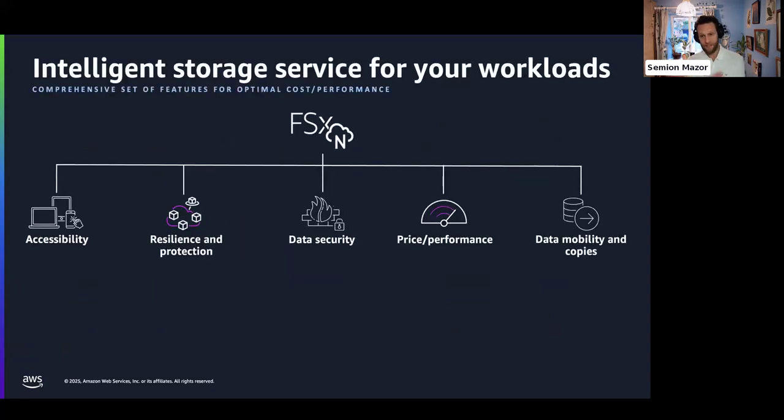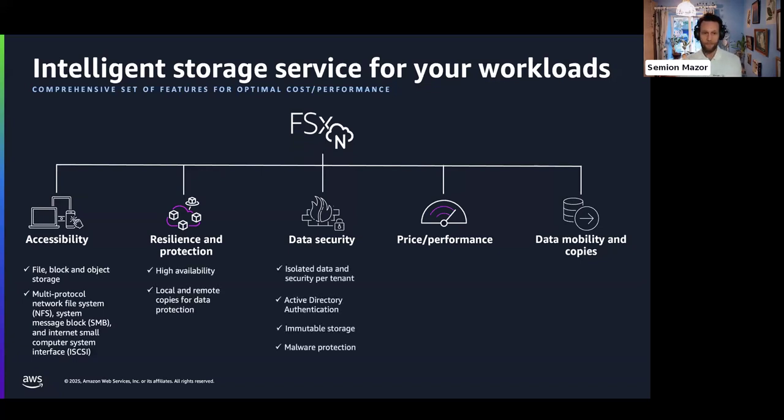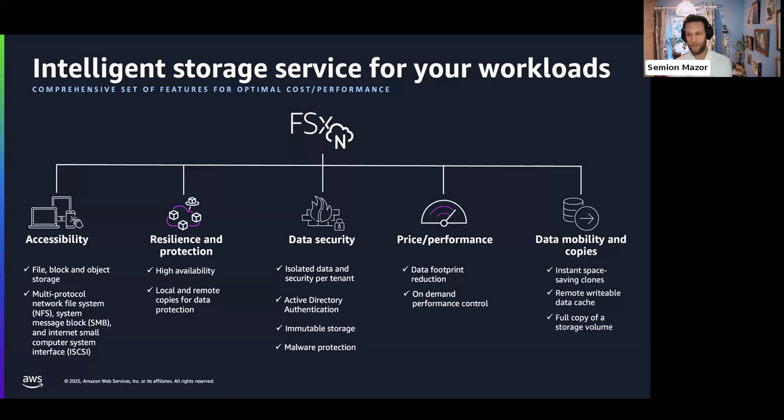Now, it is an AWS service that leverages all the technology that NetApp has developed over the last 30 years and used by numerous companies, including most of the Fortune companies in the world. So there's a lot of technology that was invented into it and is now available as a fully managed service on AWS. If we group the capabilities that it provides, we can group them into 5 main pillars. First is accessibility. Then it provides protection and security capabilities, data security, price performance capabilities, and data mobility and copies.